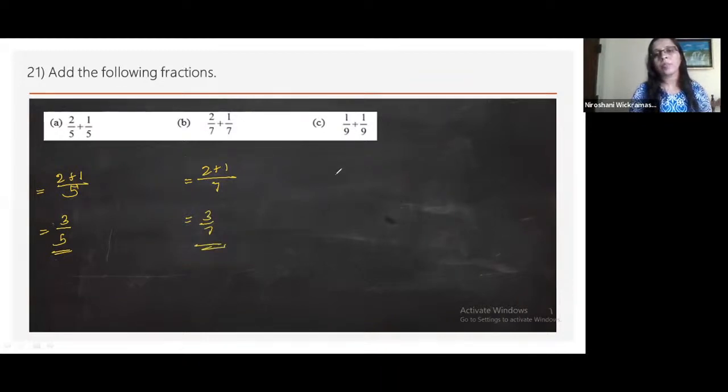Now look at 1 over 9 plus 1 over 9, like fractions, right? Denominators are same. Then denominator 9, 1 plus 1. So what is the answer? 2 over 9.